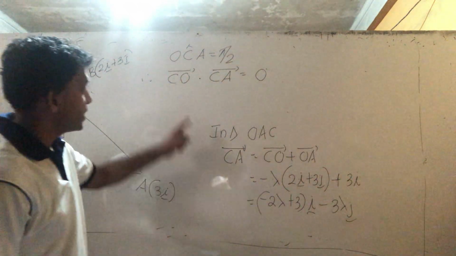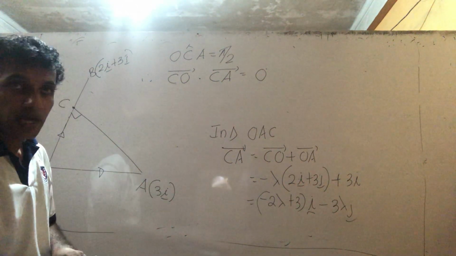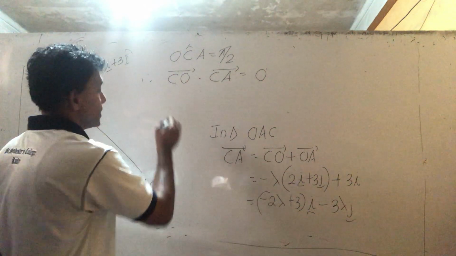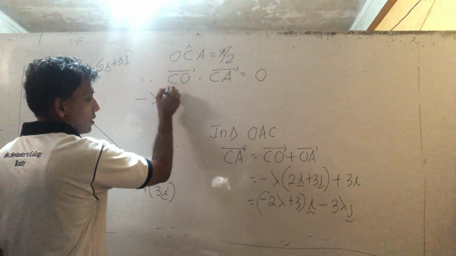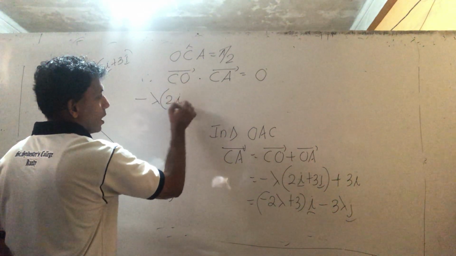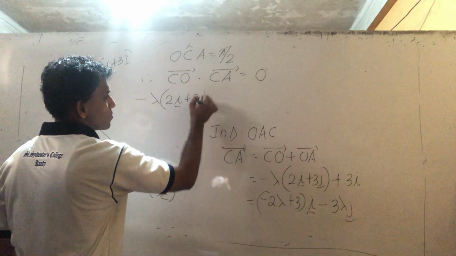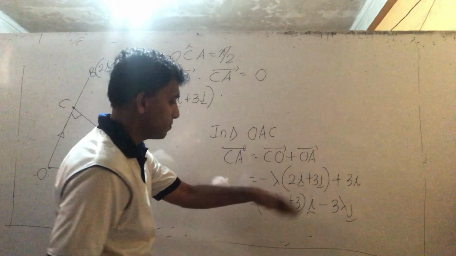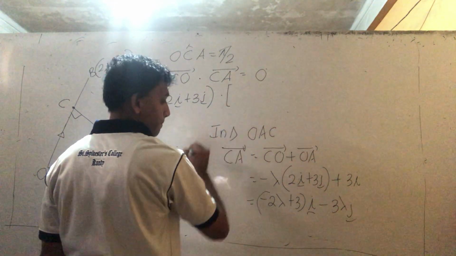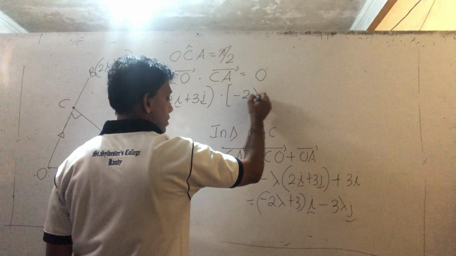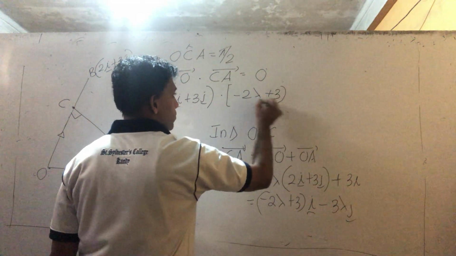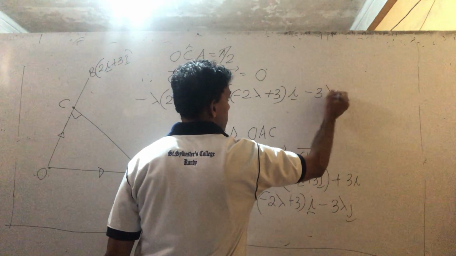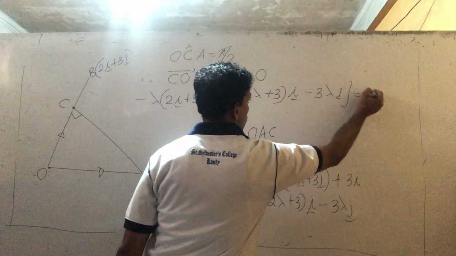So now we have what CO is and what CA is. Here CO is minus lambda into (2i plus 3j). This is CO dot CA, where CA is (minus 2 lambda plus 3) into i minus 3 lambda into j, equal to 0.